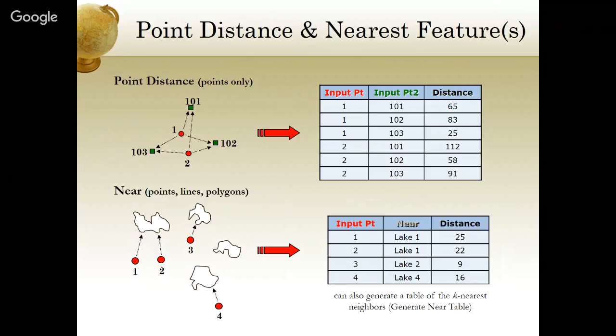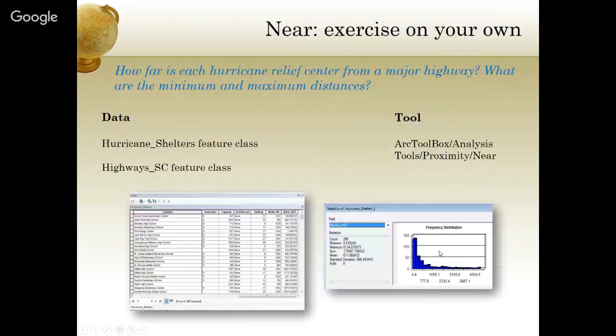Here, it will tell you the ID of a feature nearest to an input, and it will also tell you that distance. So for example, this point 1, its nearest lake is lake 1, same for point 2, but it outputs the distance, and here lake 1 is slightly closer to point 2. So what we'll do is quantify distances using that near tool.